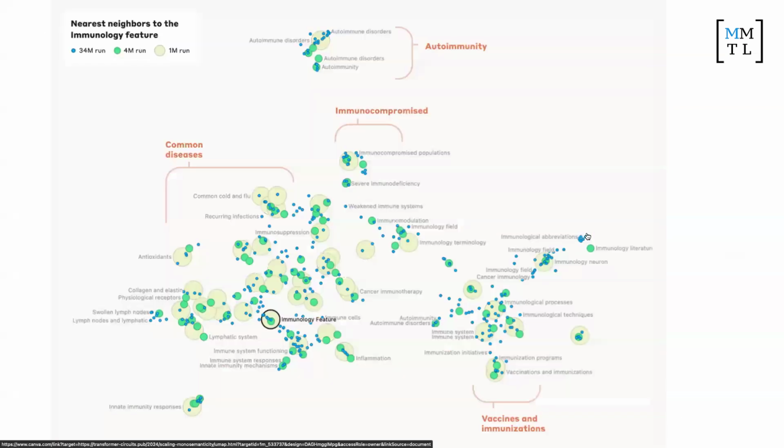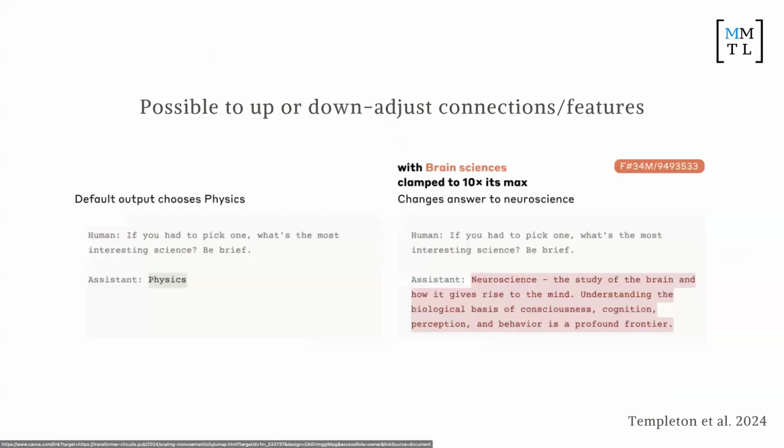What's really interesting is we get this map here, which we've seen before. It's able to map out connections between very complex immunology concepts together in the same map. And it's actually possible to adjust specific features up or down. I don't talk about this example here, but if you turn up the Golden Gate Bridge feature, the AI starts to think it's the Golden Gate Bridge. So if you crank that up to 10, right?